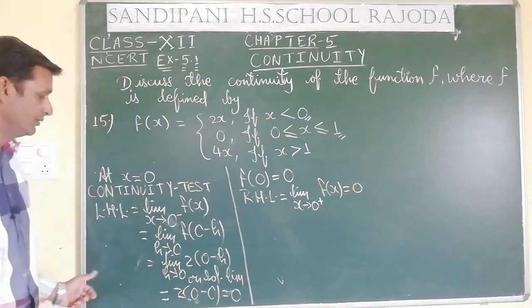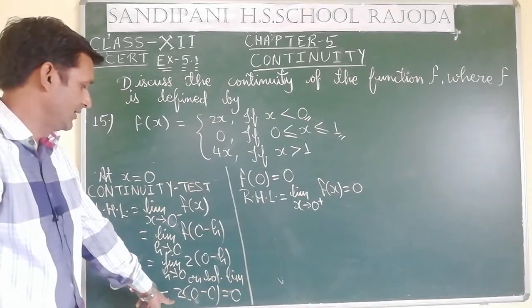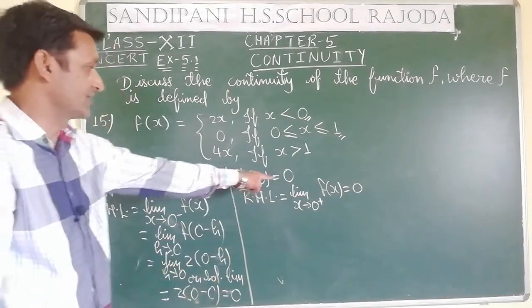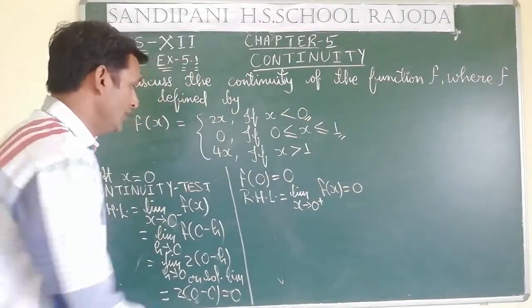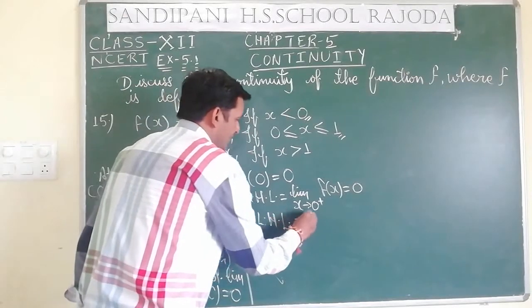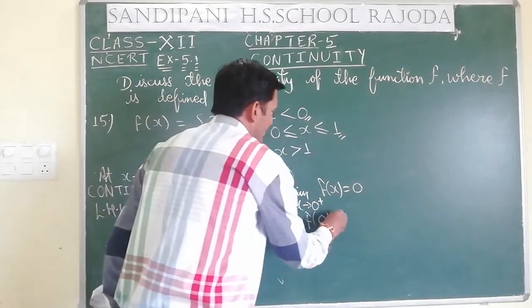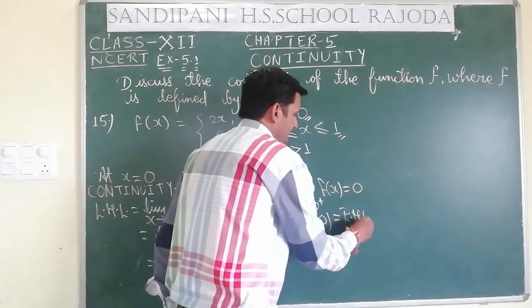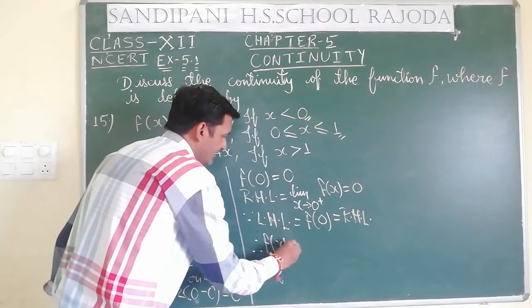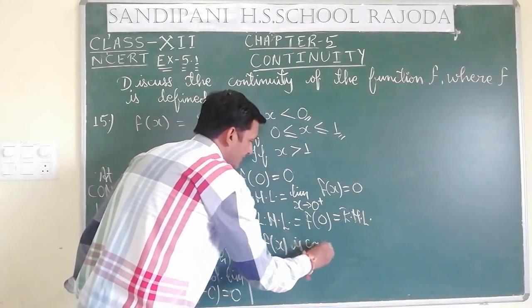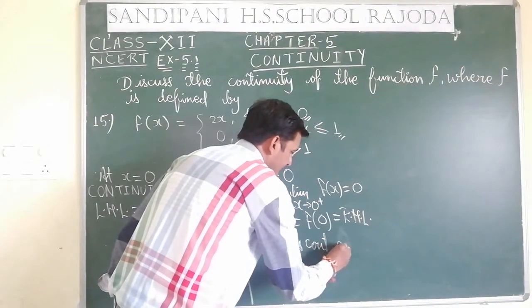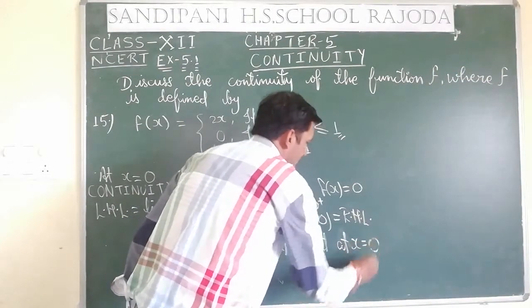What we conclude? See, it is 2 into 0 minus 0, that is 2 into 0 is 0. This is also 0. This is also 0. So because LHL is equal to f of 0 is equal to RHL, therefore f of x is continuous at x is equal to 0.